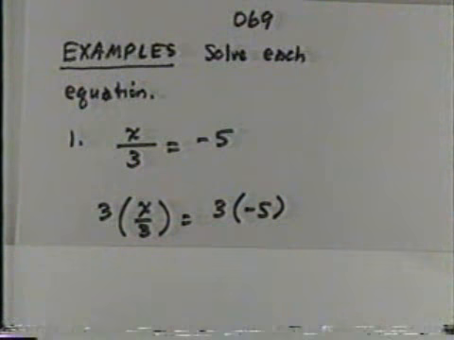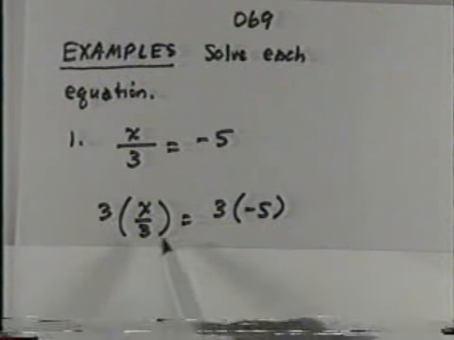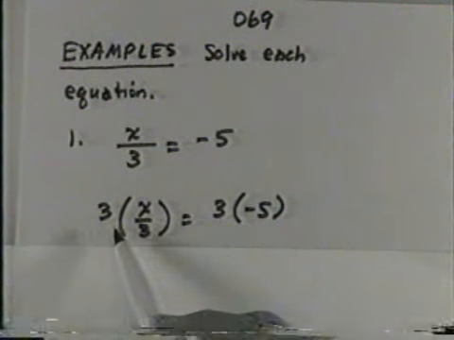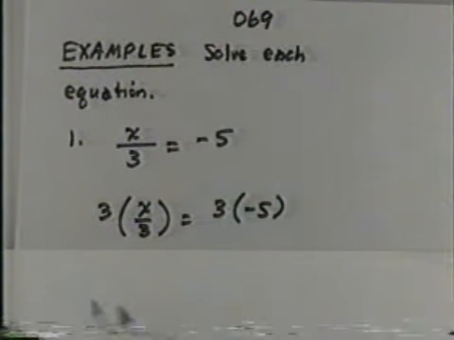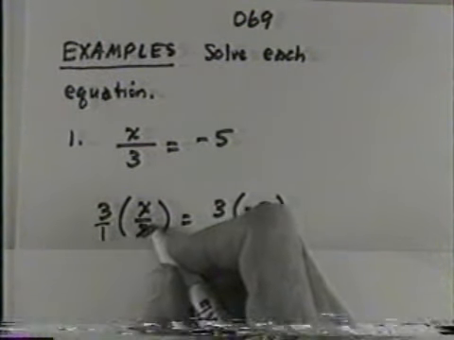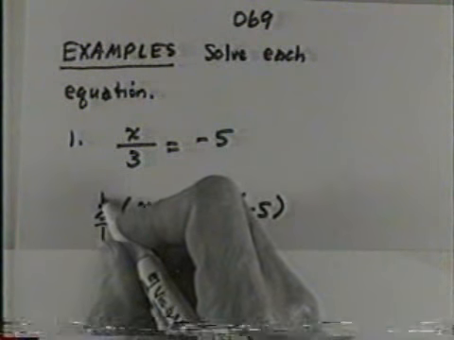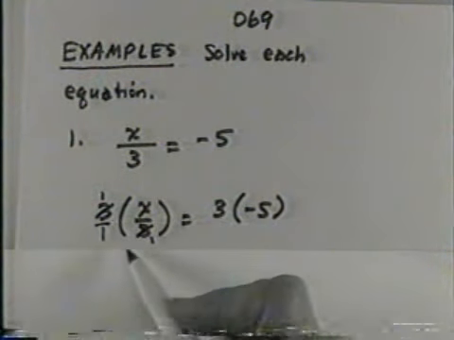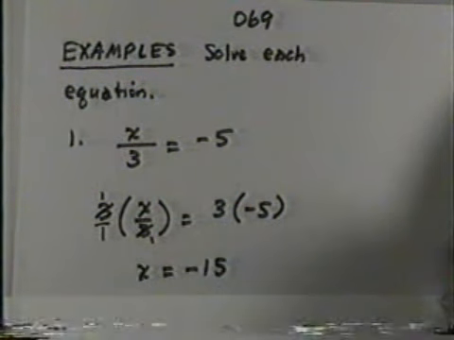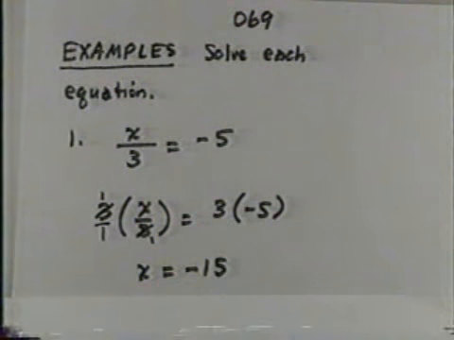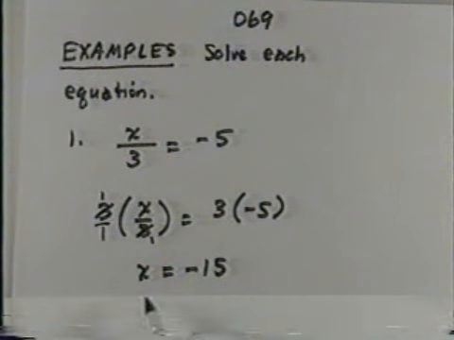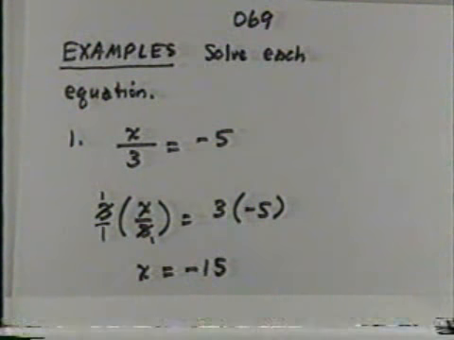Multiply both sides of the equation by 3. 3 times the left-hand side equals 3 times the right-hand side. On the left-hand side, we have 3 times that fraction. We can write 3 over 1 if we like. The 3's can be canceled, so that we get 1x over 1, which is just x. On the right-hand side, we get negative 15. So x equals negative 15. We have variable equals constant, the solution form.